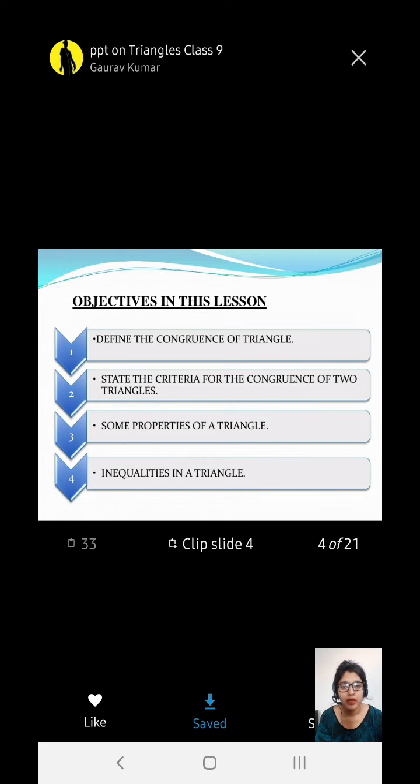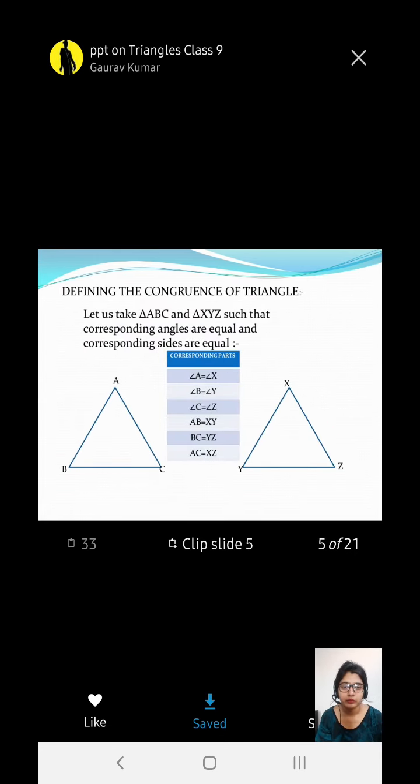We'll be learning what is the congruency of triangles. We will try to state the criteria through which we can establish or prove that two triangles are congruent. We will learn some properties of the triangle, and we will be learning some inequalities of triangles. So let's go ahead.